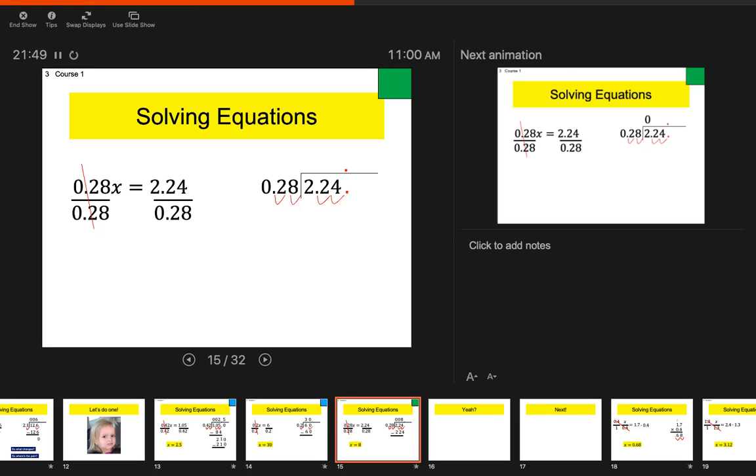30 doesn't go into 2, so we put a 0. 30 doesn't go into 22, so we put a 0. But 30 does go into 224. Goes in 8 times. Our initial guess would be 7, right? We counted by 30s, so our initial guess would probably be 7. Watch what happens when we do it by 7. 7 times 8 is 56, carry your 5. 7 times 2 is 14, plus 5 is 19. When I do that subtraction, I get 28.